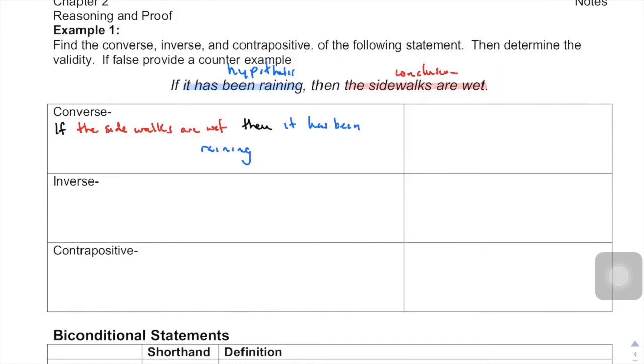Well, what's the validity of this statement? If the sidewalks are wet, has it been raining? That might not necessarily be true. For instance, perhaps someone was watering the lawn and got the sidewalk wet, or a sprinkler was going by and got the sidewalk wet. Those are other reasons why the sidewalk might be wet. So those are counterexamples.